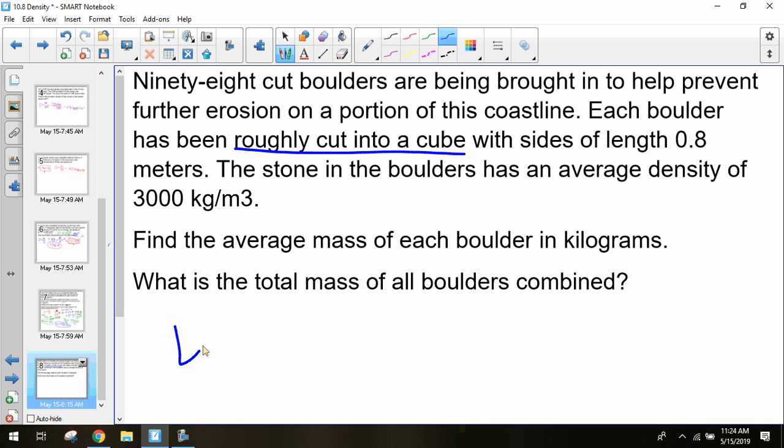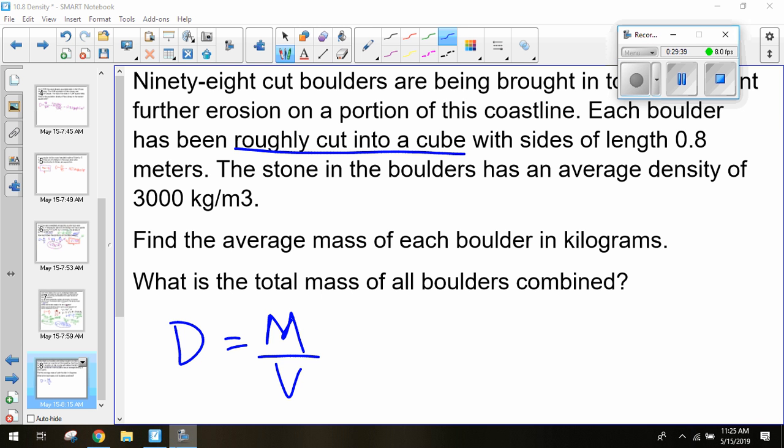Once again, we need density equals mass over volume. Wait, isn't a cube just a square? A square with a square on the side. Alright, so take a moment, see if you can work through this, see if you can find the missing pieces that you need. Let me know if you need some assistance.